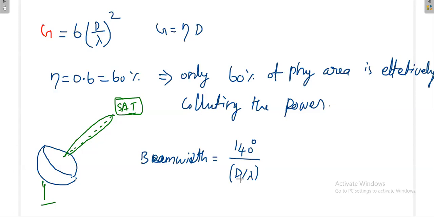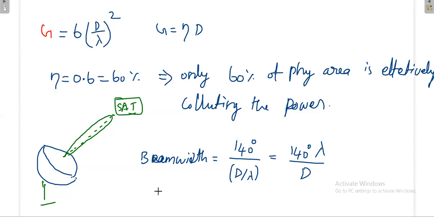Where, what is d? Is d directivity or diameter, sir? Anybody? Beam width is 140 degree divided by d by lambda. Here d is diameter, because as per the unit concept, length by length has to cancel. Beam width is in terms of degree. Some books give it like this, 140 degree lambda; they'll also give it like this. No problem, everything is okay.